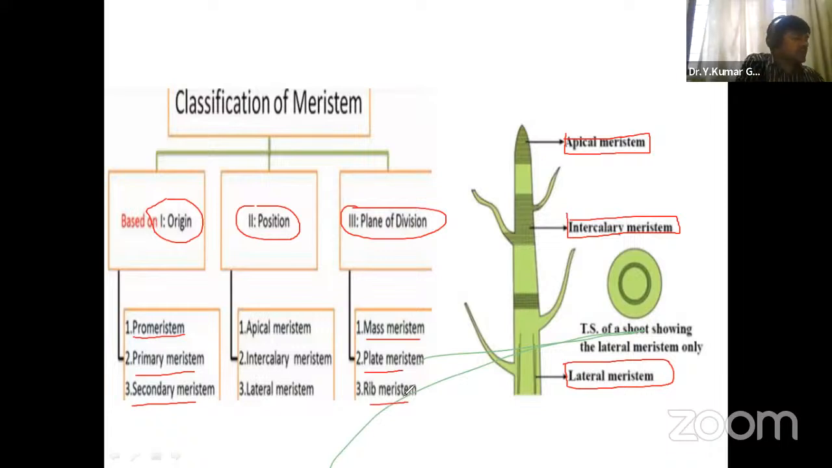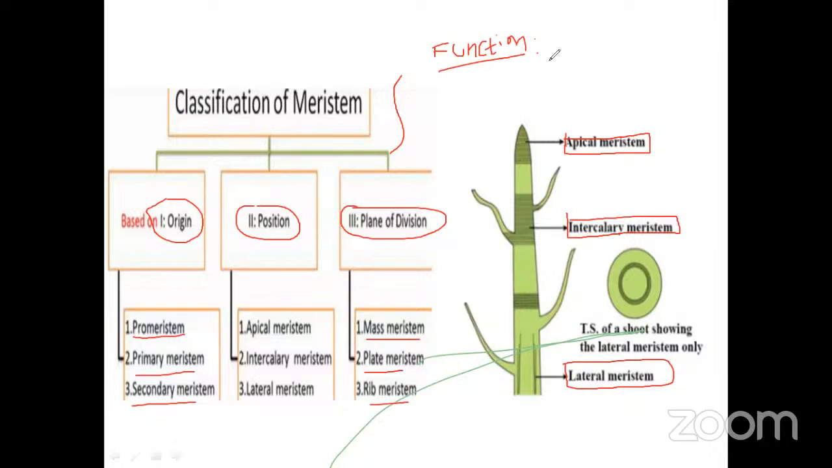Another type is based on function, but it is not given in this slide. But remember, it is already present in our book. Based on function, how many types are given? Tell me, see in the book. Three types, sir. What are those?